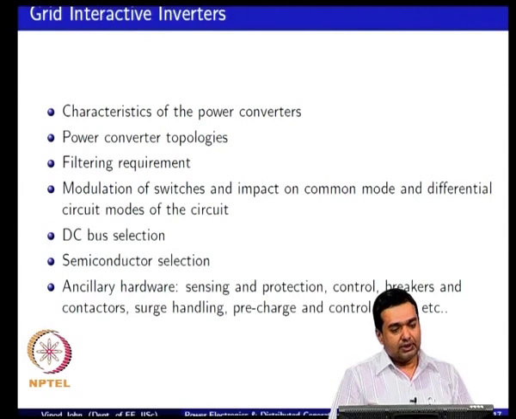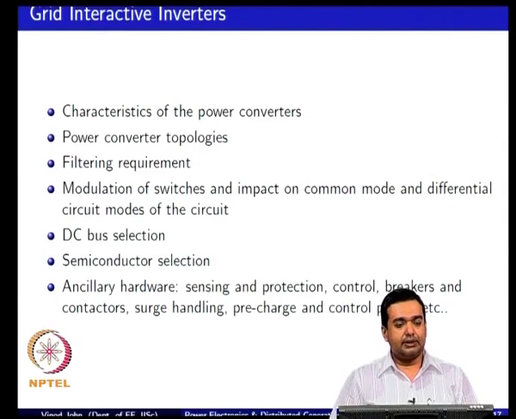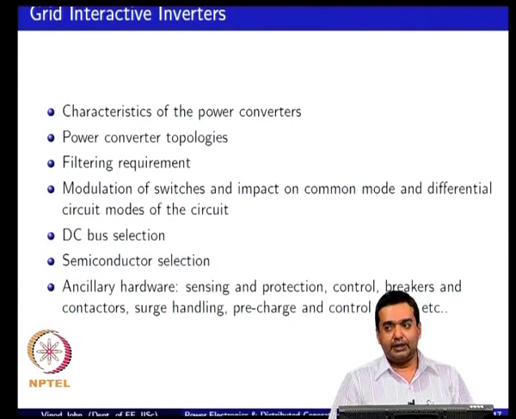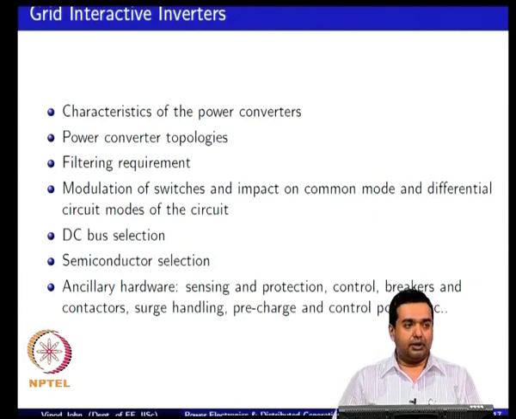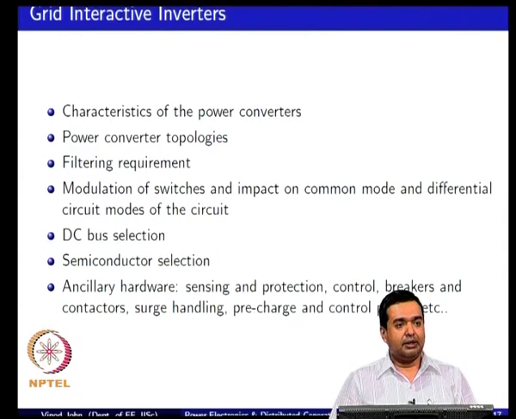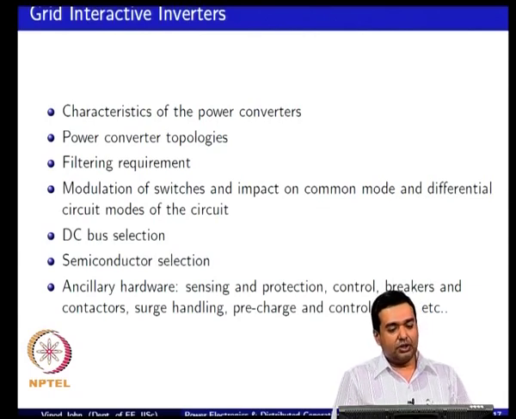The third part of the course is about the power electronic details. We will be looking at the characteristics of power converters, the topologies, and the requirement of filtering the output of the power converter. You do not want your neighbor's computer to shut down every time your solar panel on the roof generates power. So you want tight filtering, and you want it to be compatible with the things that are around you.